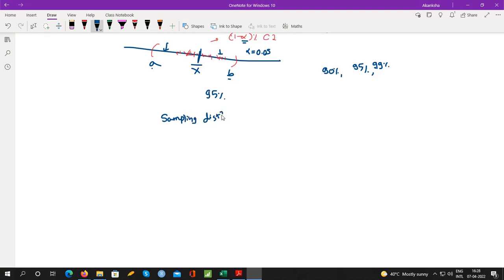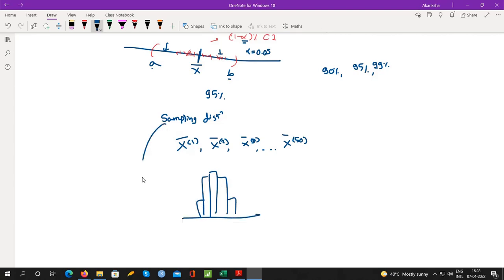We said that if one person does this exercise and gets some value x1 bar, another person does the same exercise, meaning that person contacts some other 100 people, records their height and then gets x2 bar as the average height of those 100 people. Some other person gets x3 bar and so on. If I repeat this exercise with, say, 50 people, then I have so many values, and these values are most of the time near to each other. Their spread I can denote by a histogram, which would give me what is known as the sampling distribution of my sample mean. So this spread or dispersion needs to be captured.